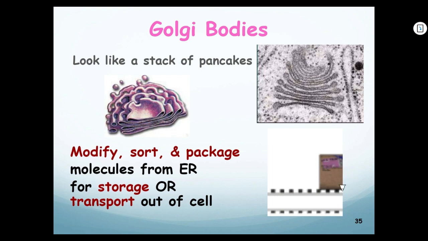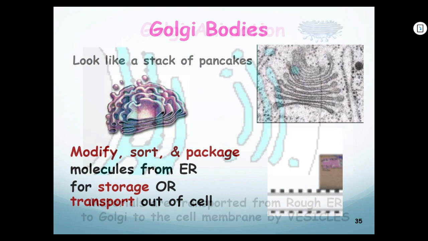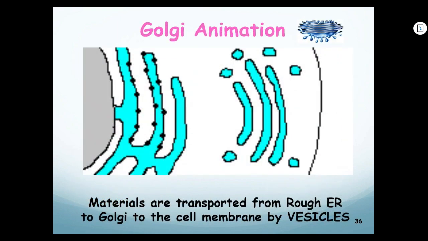And here you can see a little box on a conveyor belt. It modifies, sorts, and packages molecules from the ER for storage or transport out of the cell. So again, it puts the finishing touches, creates these little vesicles, and it allows molecules, all these little chemicals, to move around inside the cell, and even to be shipped out of the cell. And so materials are transported from the rough ER to the Golgi to the cell membrane by vesicles.